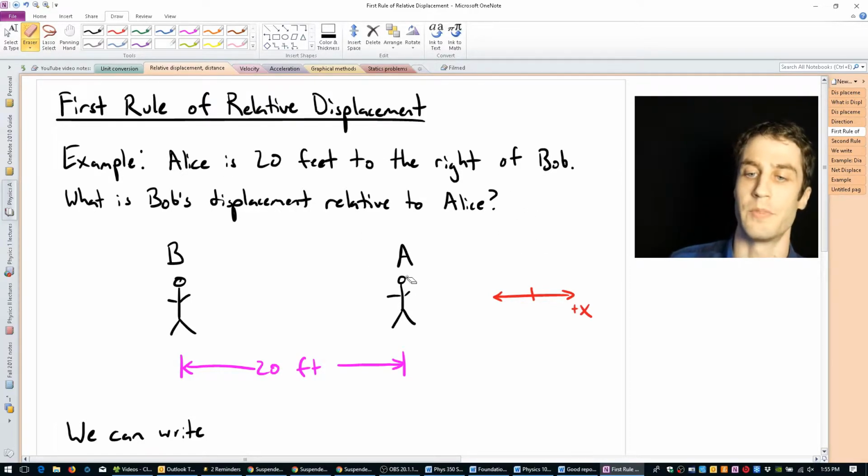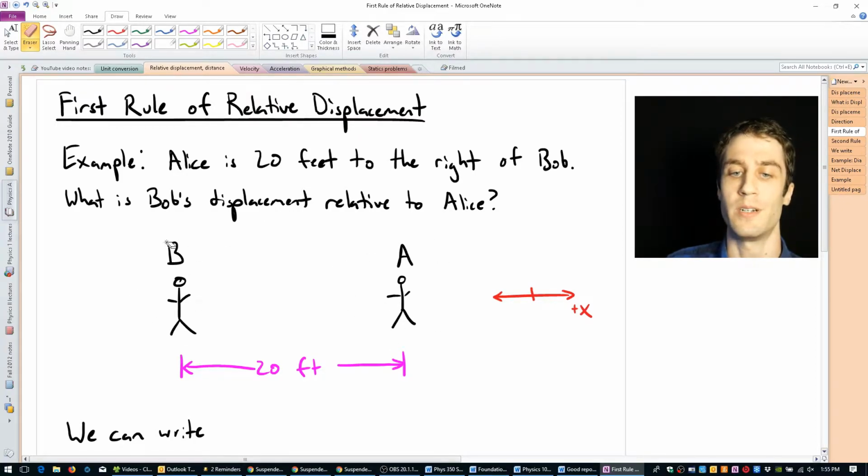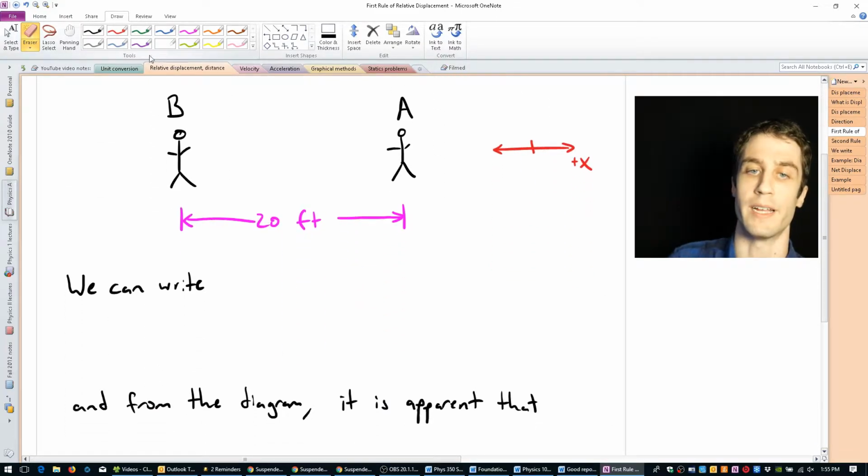Very simple question. Here's Alice, labeled with an A, and here's Bob over here. You can see that she is in fact 20 feet to the right of Bob, and I've gone ahead and specified the coordinate axes for this problem. So in advance I've written the coordinate axes, and I say that positive values of x indicate displacements to the right.